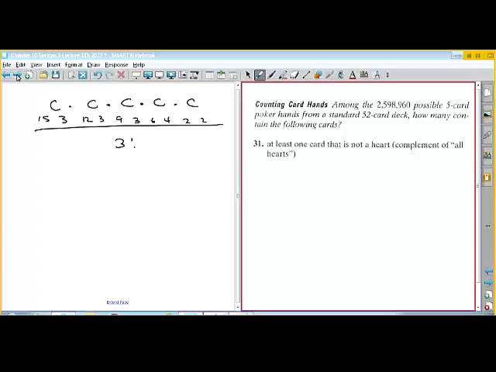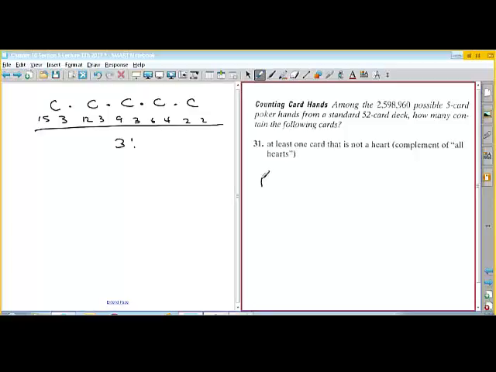Well, they actually help us out here because they're saying that this statement is the complement of all hearts. So what they're saying is, to solve this problem, you need to look at the total number of possibilities and subtract the complement of what they're asking. So the question is, how many card hands out of that 2 million are all hearts?